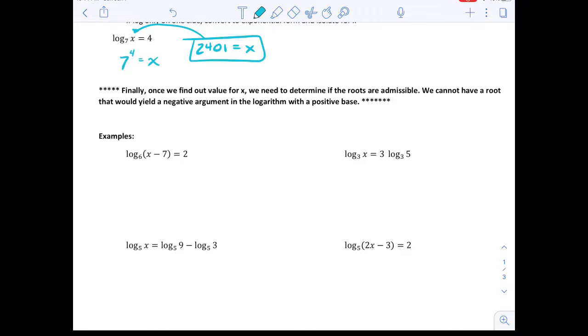So I see a log on one side. Immediately I know I'm going to put that in exponential form. 6 to the power of 2 is equal to x minus 7. I have 36 is equal to x minus 7. And I'm going to add 7 to both sides, so I'm going to get x is equal to 43.